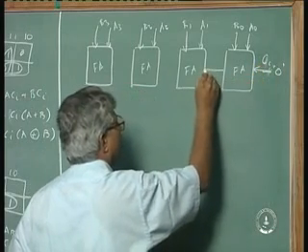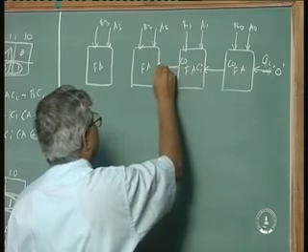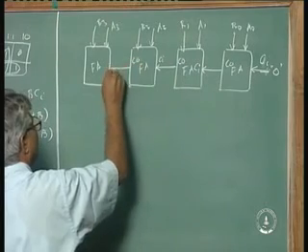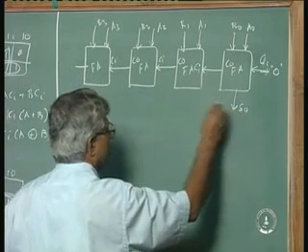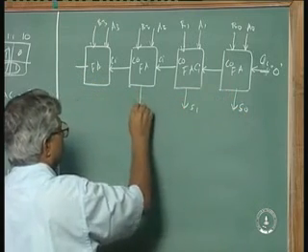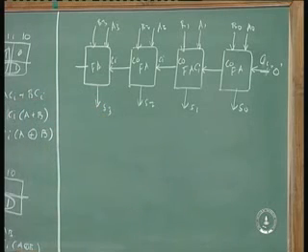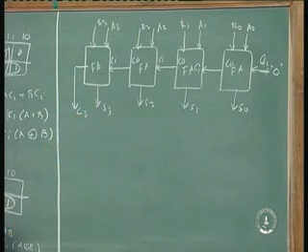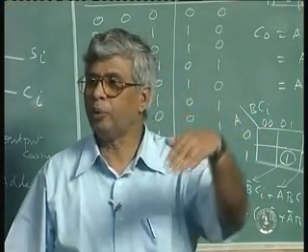This carry out goes into this carry in. This carry out goes into this carry in. This carry out goes into carry in. And this carry out is the final one, so we will have sum bit 0, sum bit 1, sum bit 2, sum bit 3, and the final carry bit will be my C3. So my sum of two 4-bit numbers added, I can have a sum of how many bits? 5 bits, because the last bit can produce a carry.